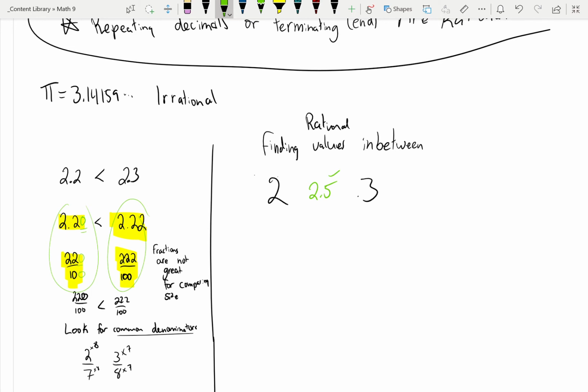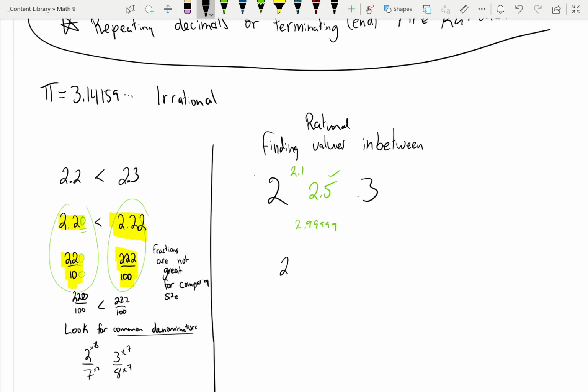It is a decimal that ends. I could also put 2.1 or 2.99999. It's again smaller than 3, bigger than 2.